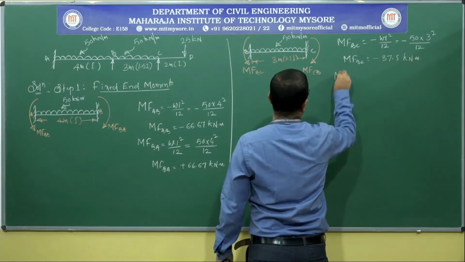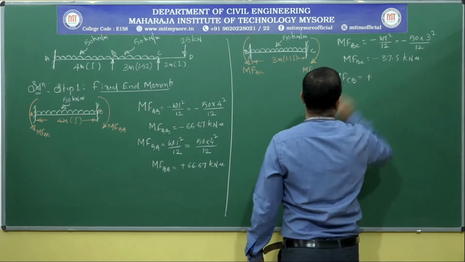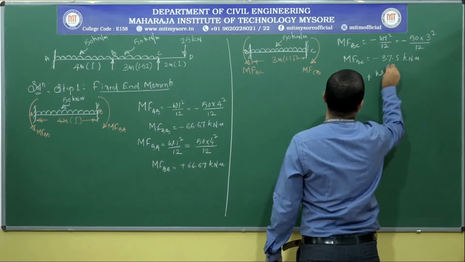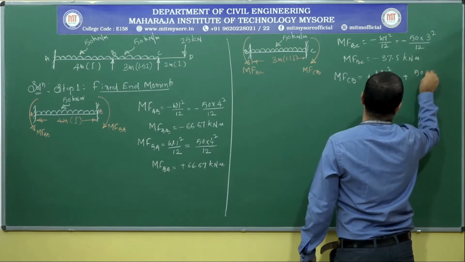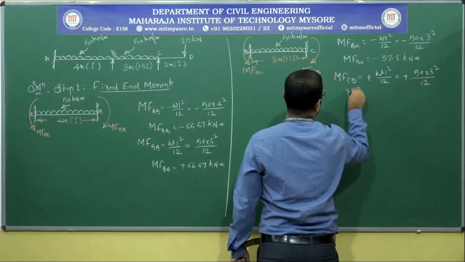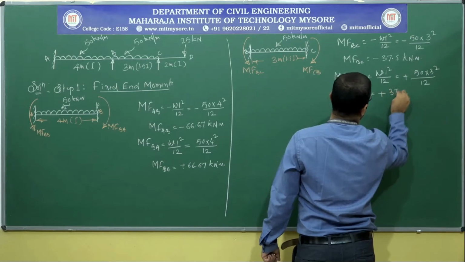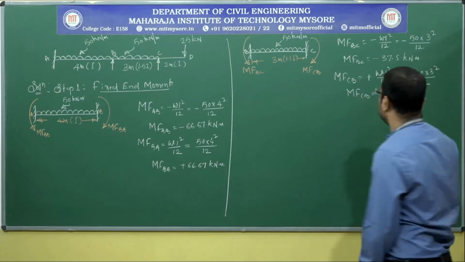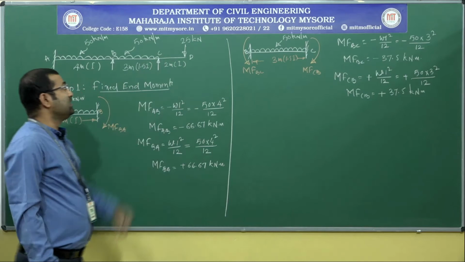Now, similarly, the other moment, that is MFCB, the formula to determine the fixed end moment is plus WL square by 12. So, it is plus 50 into 3 square divided by 12, which yields MFCB as plus 37.5 kilonewton meter. Now, here the portion CD is overhanging.